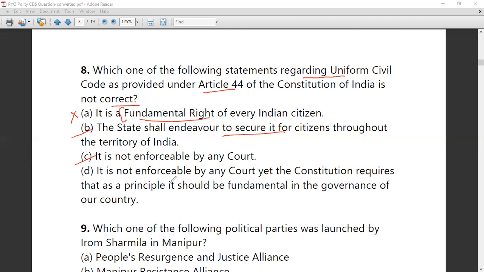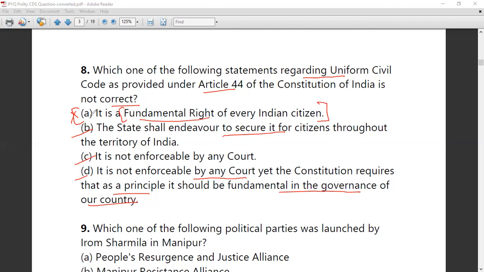Option D: it is not enforceable by any court, yet the Constitution requires that as a principle it should be fundamental in the governance of our country. Yes, even though it is not enforceable by any court, the government must utilize it as a fundamental principle while making laws. Okay, so which is the correct answer for us? That is option A. It is a fundamental right of every Indian citizen? No, it is not a fundamental right. It is a DPSP, Directive Principles of State Policy.